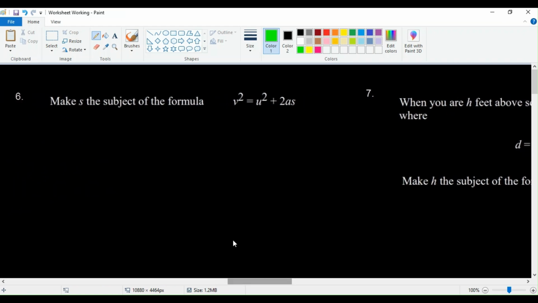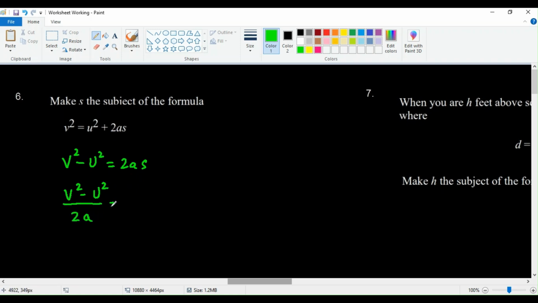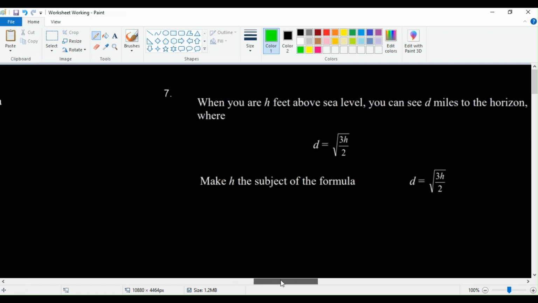When it comes to question number 6, I'll bring it over here so that you can see clearly. Now S is going to be the subject. So v square minus u square equals 2aS. Now a and 2 are both multiplying by S, so you take them to the other side. v square minus u square over 2a is going to be equal to S. Get it? Or you can write S over here, both are the same, it does not really matter. You get full marks for this type of question.